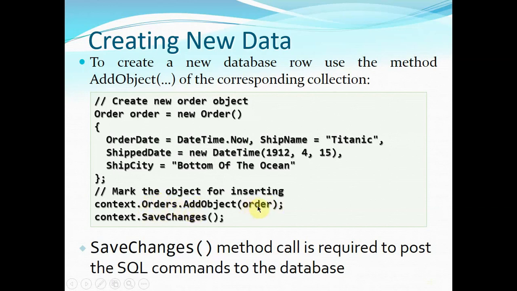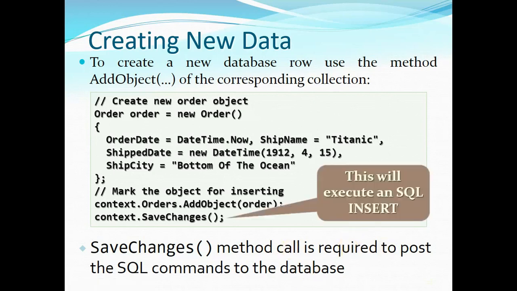That's all. Once you pass this object, an instance of a class, basically what you're trying to do is insert a row in the table. And finally, you'll have to save changes. In LINQ to SQL, we use the word SubmitChanges. Here we are using the word SaveChanges. There are small differences here and there, but please remember this. The SaveChanges method is required to post the SQL command to the database. This will actually execute a SQL insert.